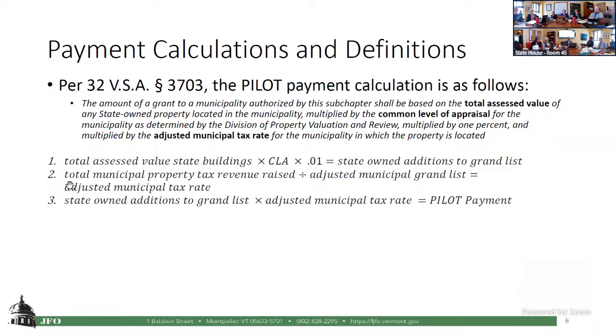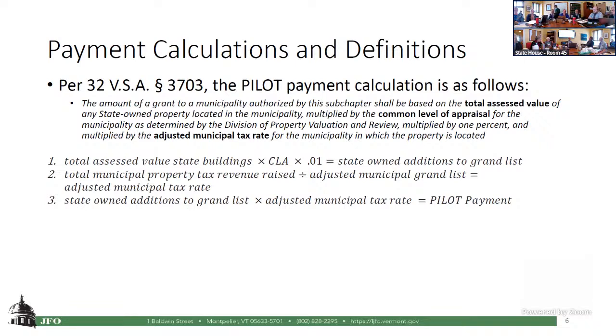So if it's helpful to see these in more of an equation format instead of entirely in words, we have the total assessed value of state buildings, multiplied by the CLA, multiplied by 1%, which gives you your state-owned additions to the grand list.